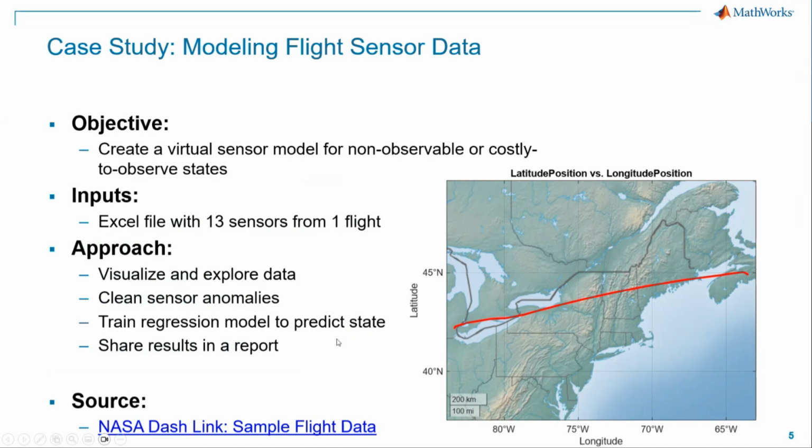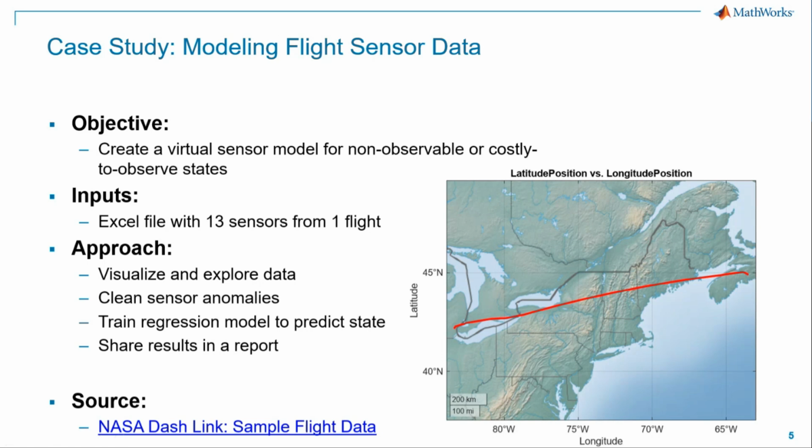So as I said, I will now be showing a live example. What we are doing is creating a virtual sensor model, so object modeling to detect true airspeed based on different sensor data. We'll visualize it, do some data pre-processing, and then build a machine learning model, and finally we'll share. And this is the data set where we are accessing today's file.